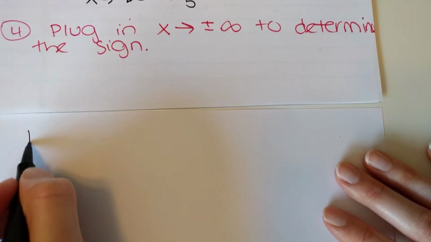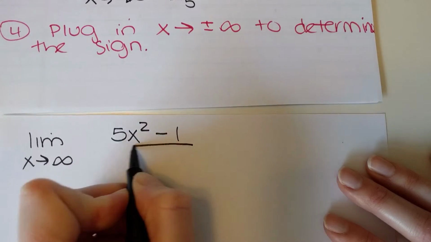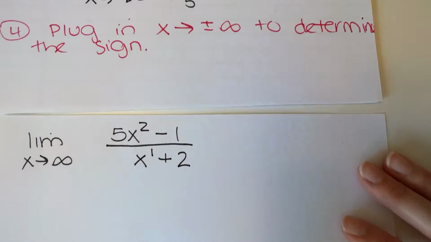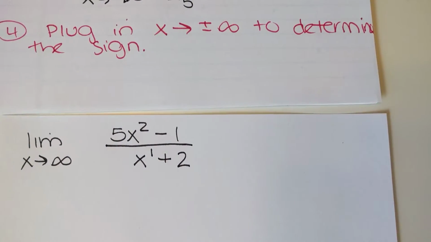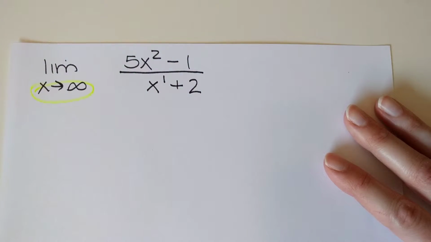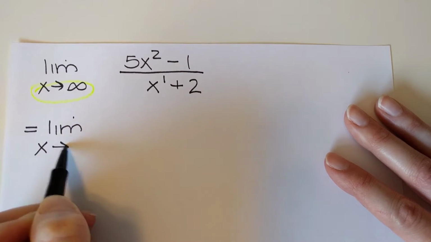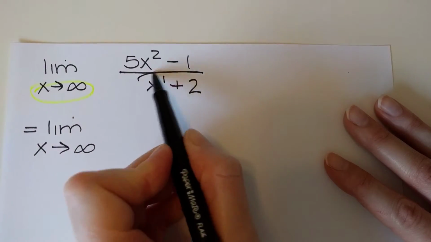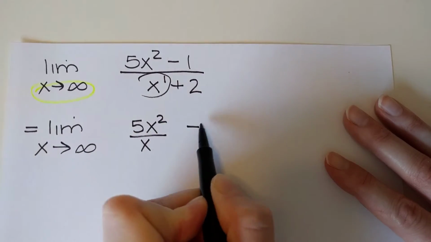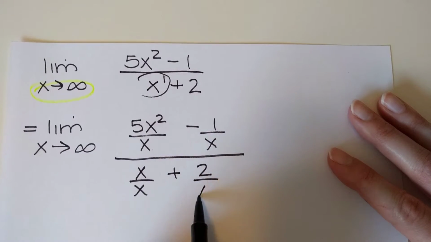So let's look at a question like the limit as x goes to infinity of 5x squared minus 1 over x to the first power. And then let's put like a plus 2 here. Okay, so if that's the situation, then what you want to do is say, I have the limit as x goes to infinity, so I'll divide by the highest power in the denominator. And again, the whole reason why we're dividing by the highest power is to put everybody on the same playing field. So in this case, the highest power is our x to the first. So we'll take 5x squared over x minus 1 over x over x plus 2 over x.